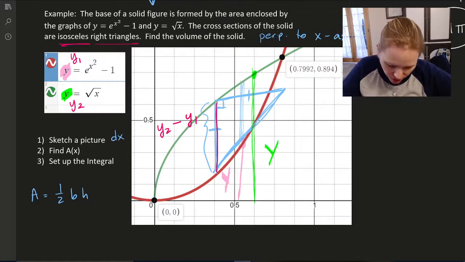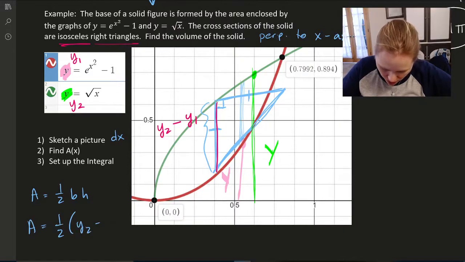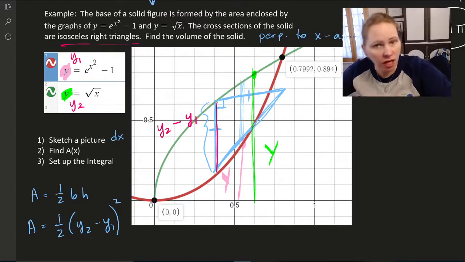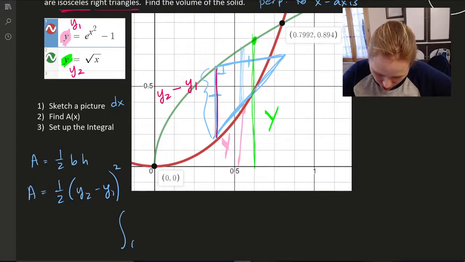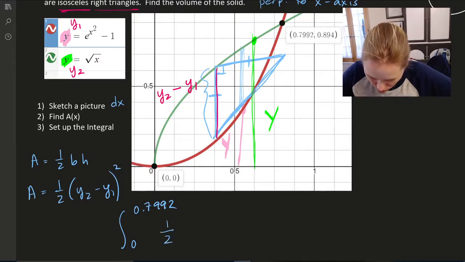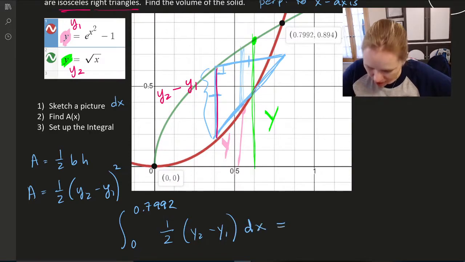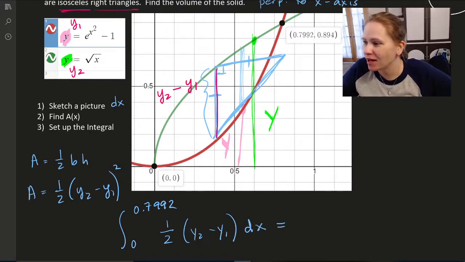So my area function looks like this: 1/2 (y2 minus y1) squared, because it's that base times height, and they're the same value. So there's my area function. Now I'm ready to integrate. So I'm going to integrate from 0 to 0.7992, and it's going to be 1/2 (y2 minus y1) squared dx. And I'm going to use my calculator to evaluate this one.